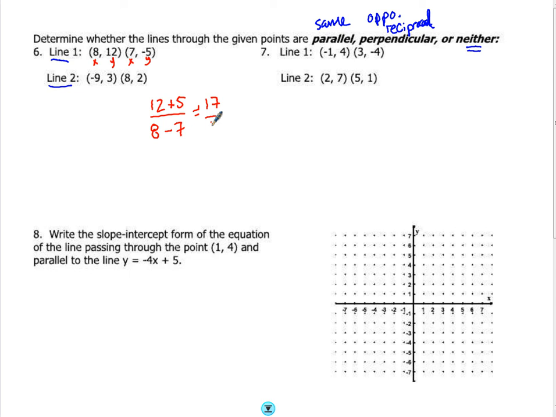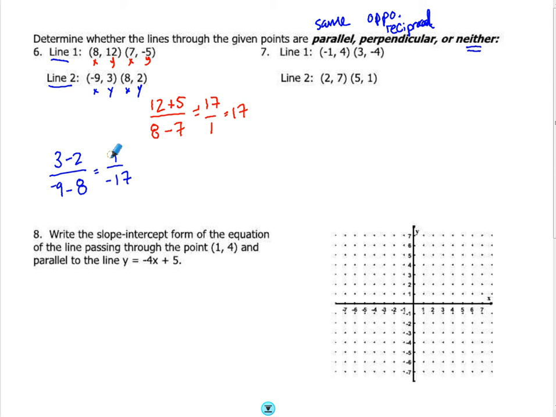Here in my blue pen, I'm going to find the slope of line 2. So I'm going to take the change in the y's, so 3 minus 2, all over negative 9 minus 8. 3 minus 2 is going to be 1. Negative 9 minus negative 8 is negative 17. So when I look at the slopes here, I'm going to highlight them. I got negative 1/17 and I got positive 17.